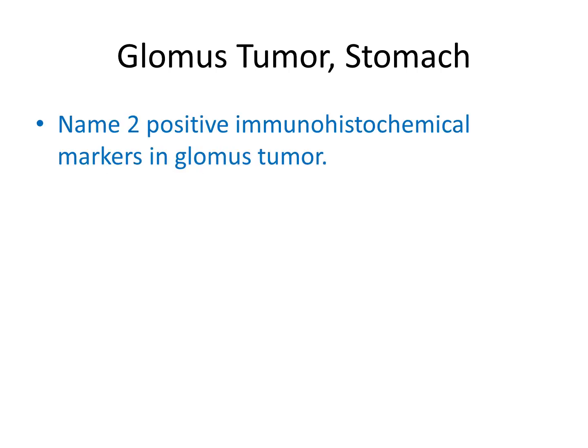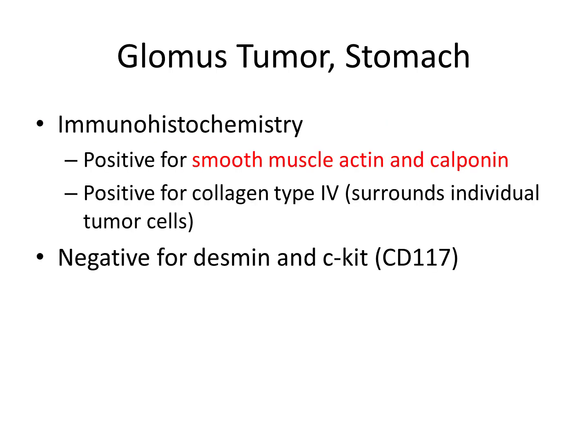Name 2 positive immunohistochemical markers in Glomus tumor. These tumors are positive for smooth muscle actin and calponin. They are also positive for collagen type 4, which surrounds individual tumor cells. The tumors are negative for desmin and c-KIT.